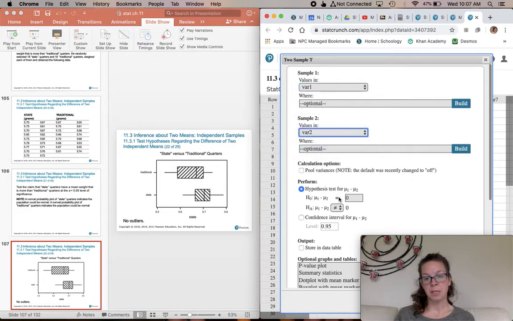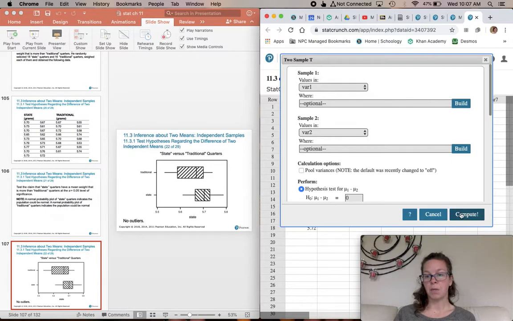And then my hypotheses. The null hypothesis is that there's no difference between them, that the two means are equal. So when I subtract them, I get 0. The researcher believed that the state quarters might be heavier than the traditional quarters. I had the state quarters in column 1. So if column 1 is bigger than column 2, when I do a subtraction of 1 minus 2, I would get something bigger than 0 then, if his hypothesis is true. So then I'm going to compute.